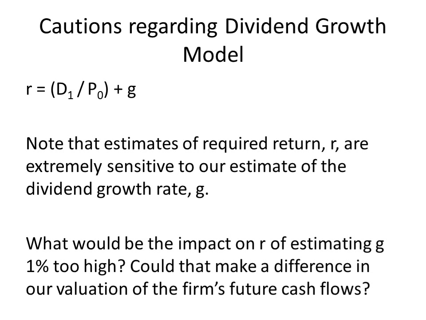Now, one thing we have to be careful of when we're using the dividend growth model: errors in the estimation of G have a huge impact on our estimate of the return required of a stock. So think about this. What if our estimate of G was 1% too high? Well, then our estimate of R, the required return on the stock, would be 1% too high. Now, could that make a difference in our valuation of the firm's future cash flows? Absolutely. When you have a higher R, you're going to have a lower present value. What's even more dangerous would be if you estimated G too low, because then your present value would be even higher, and you might think that a stock was undervalued when in fact it was correctly valued by the market.